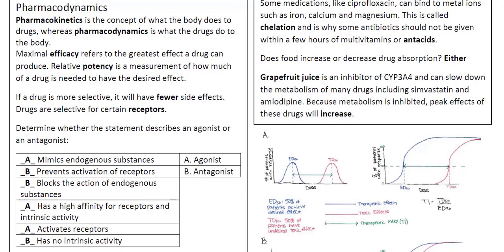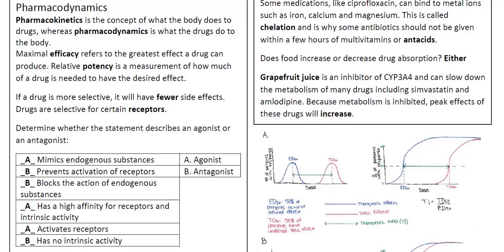Now that we've talked about pharmacokinetics, let's move on to pharmacodynamics. Pharmacokinetics is the concept of what the body does to drugs, whereas pharmacodynamics is what the drugs do to the body, or the effects that they have. There's a dose-response relationship that allows us to individualize medications for patients based on the desired response.